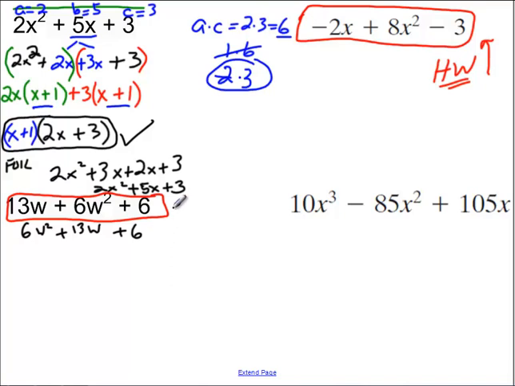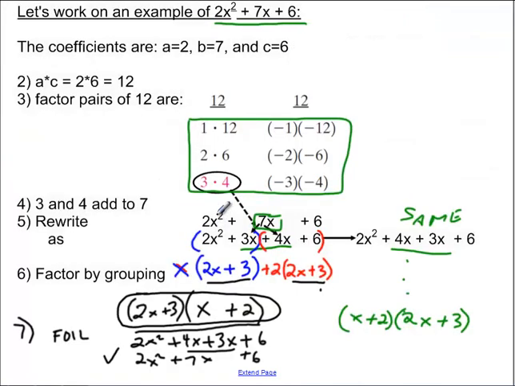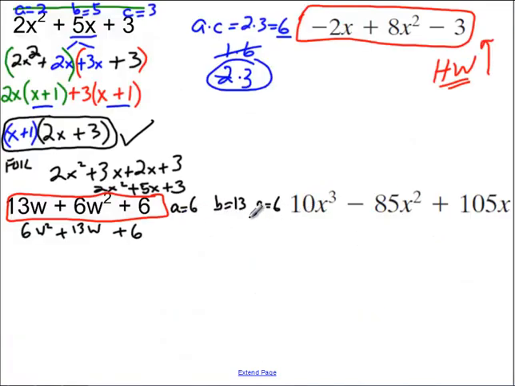So from here we can pull out a equals 6. There's our a. b equals 13. There's our 13, our b. c is equal to 6, because that's this 6 here. Step number, let's see, I'm losing track of the numbers here, but step number 2 is multiply a and c to get AC. So here's our a, here's our c. a times c equals 6 times 6 equals 36.